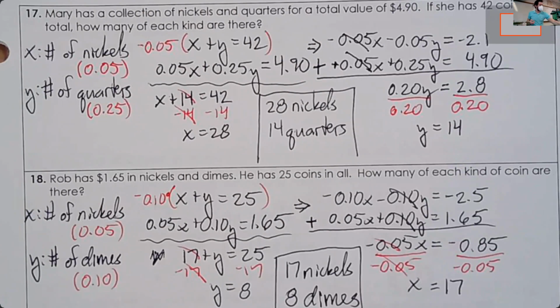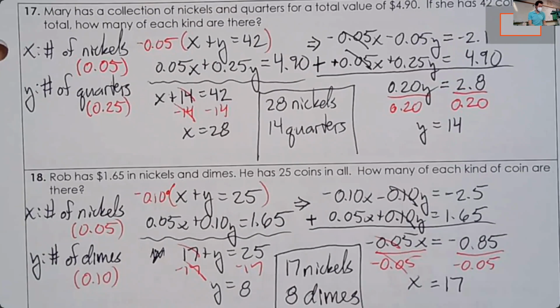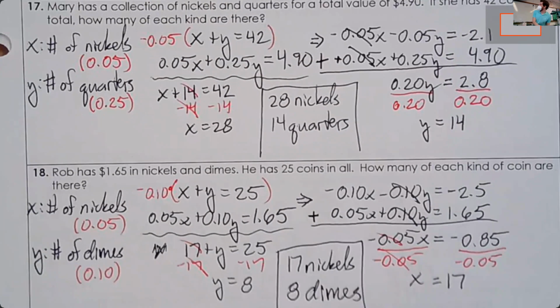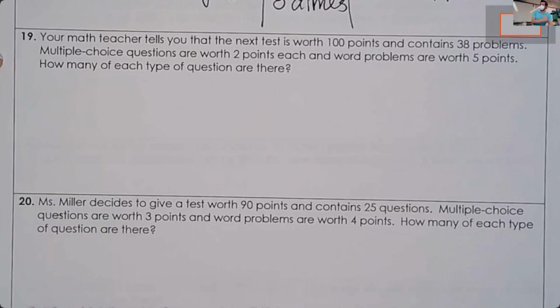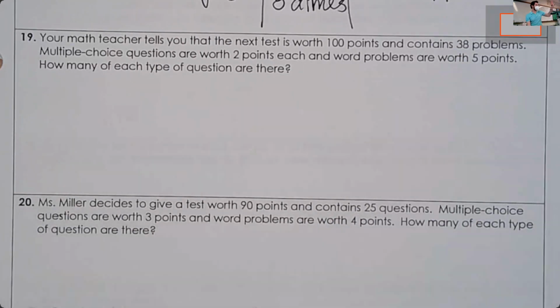All right. Last problem here, which again, these all set up very similarly to one another. I hope you're starting to see that a little bit. So number 20 says, Miss Miller decides to give a test worth 90 points and contains 25 questions. Multiple choice questions are worth 3 points and word problems are worth 4 points. How many of each type of question are there? So we're trying to figure out the number of each type of question. So what are the 2 types of questions on this test? Somebody tell me, what are the 2 types of questions?